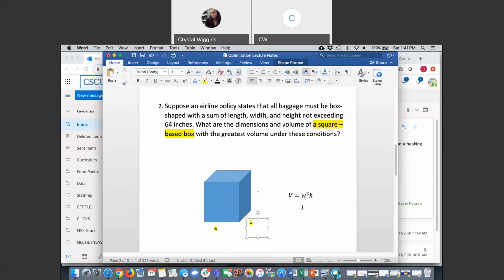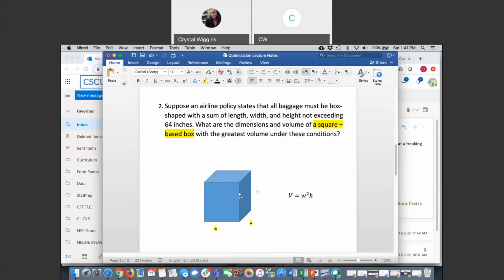So we can label them both W's, or we could have labeled them X's. X's might not be a bad idea, but this is fine. So we have a width by width, because if you think of a square, the length and the widths are the same. So that was important that they're the same. Now the height is whatever, we don't know.